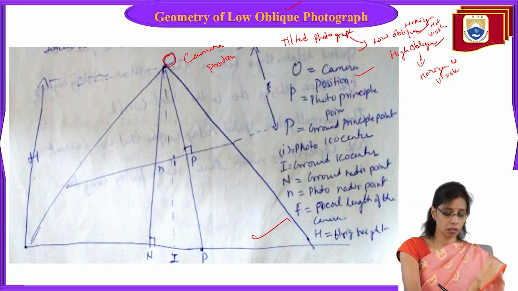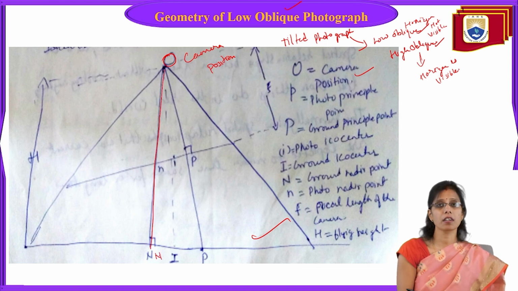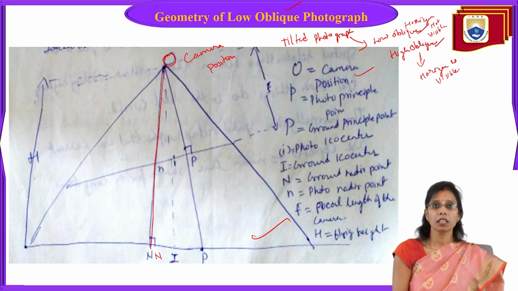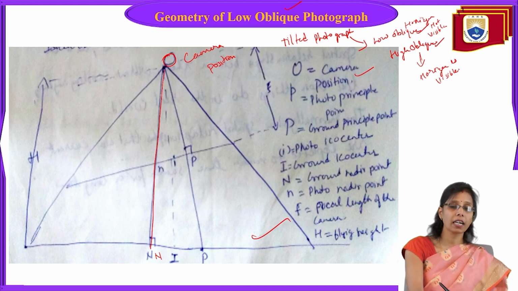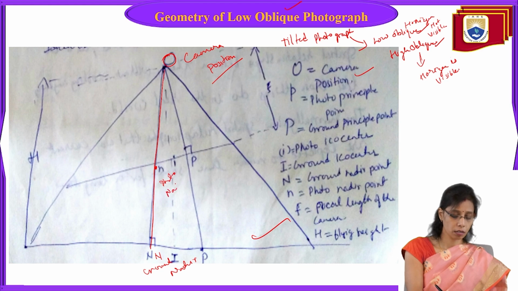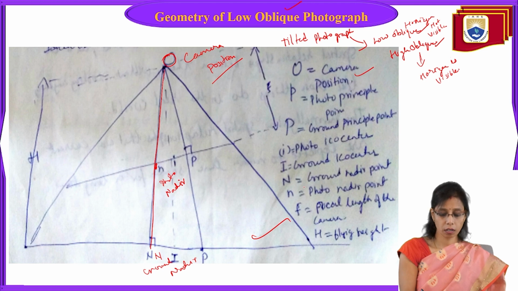Okay, now here if we go down, here we have the middle. So nadir is always, you remember, nadir point is exactly vertical to the ground. So exactly vertical to the ground is the nadir point, which is exactly beneath the camera position. So this is the ground nadir, and this is the photo nadir. Photo nadir with a small n, and ground nadir point.